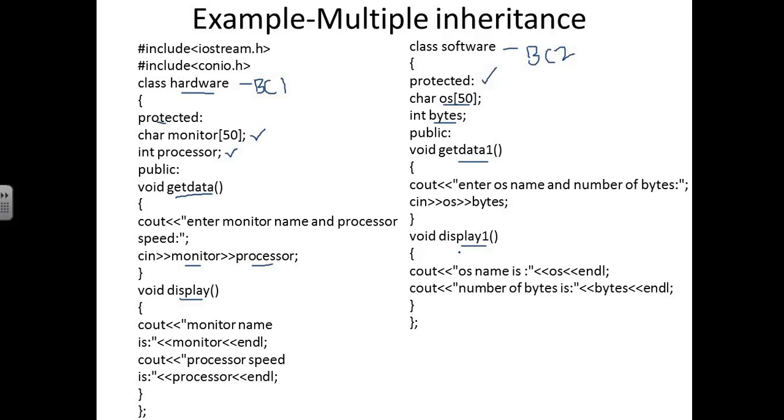The derived class object itself has rights to access the base class members. So if two different member functions have the same name, then there we will have confusion. To avoid that, in this inheritance concept we go for different member function names. Okay, so here we are displaying the OS and bytes, and after getting them we are displaying the values, right?